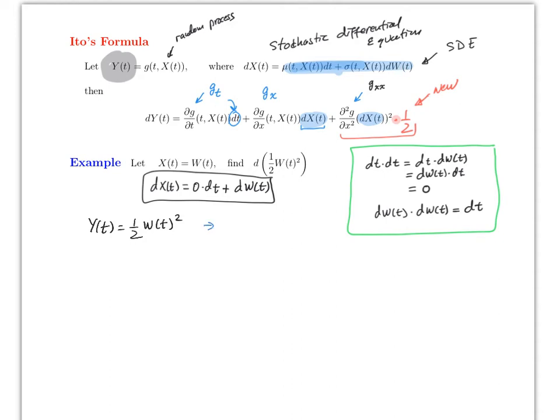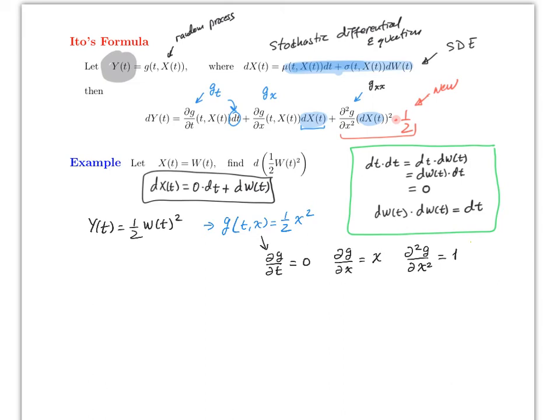Therefore, the function we have, the g function, which is also crucial to this, is just equal to 1/2 x squared. Now, since g doesn't depend on t, the partial derivative of g with respect to t is going to be 0. Then the partial derivative of g with respect to x is going to be just x, and the second derivative of g with respect to x is going to be 1.